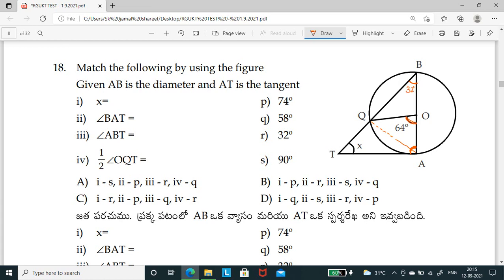If this is 32 degrees, this triangle TAB is a right angle triangle, right? Since this is 90 degrees and this is 32 degrees, this value will be equal to 90 minus 32, which is 58 degrees. So angle X is equal to 58 degrees, which is Q here. Angle BAT is 90 degrees. So where is QS? Option D is my answer here.